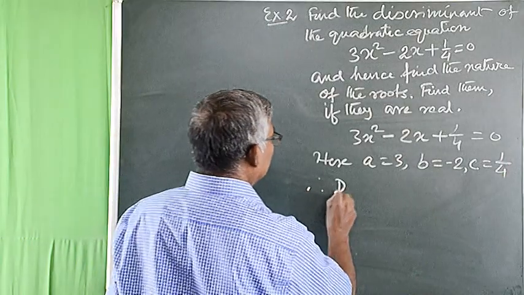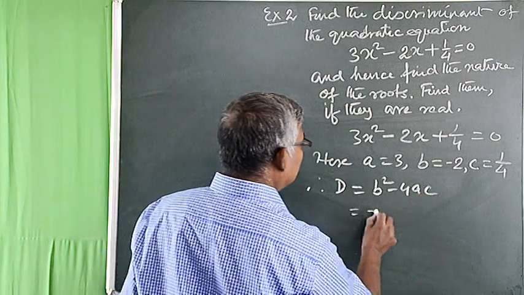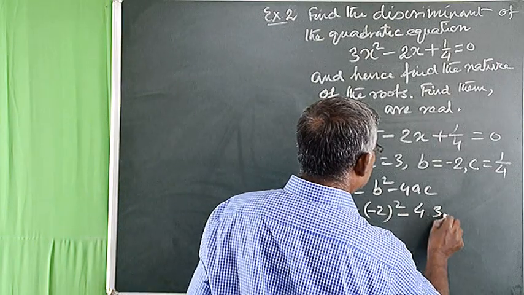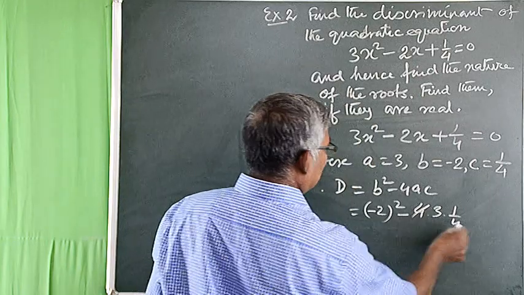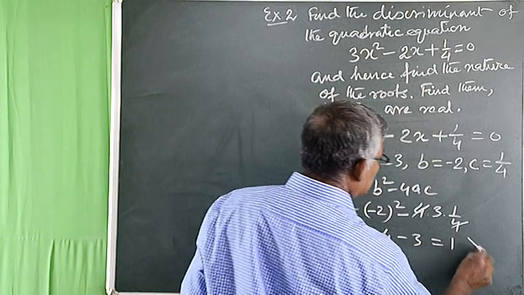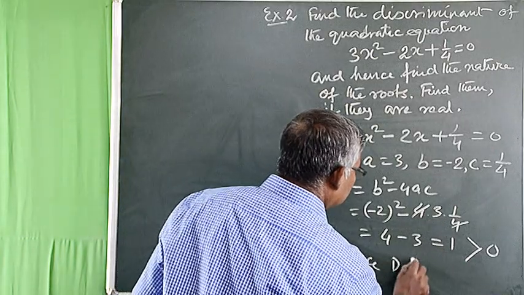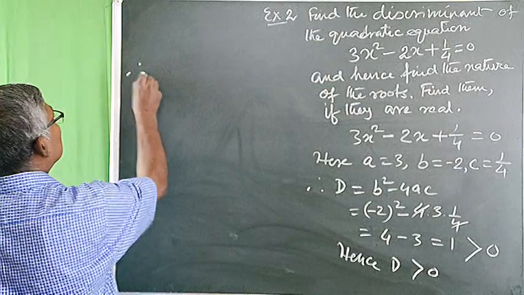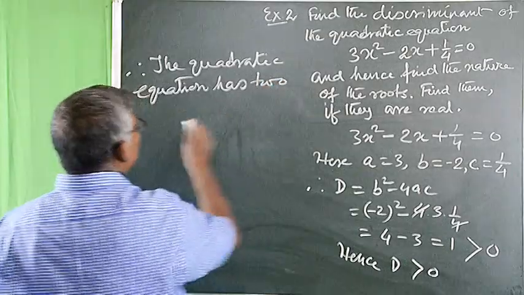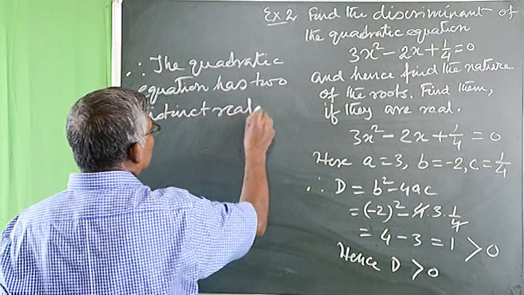Therefore, d equal to b square minus 4ac equal to minus 2 whole square minus 4 into 3 into 1 by 4 equal to 4 minus 3 equal to 1, that is greater than 0. Hence, d greater than 0. Therefore, the equation has two distinct real roots.